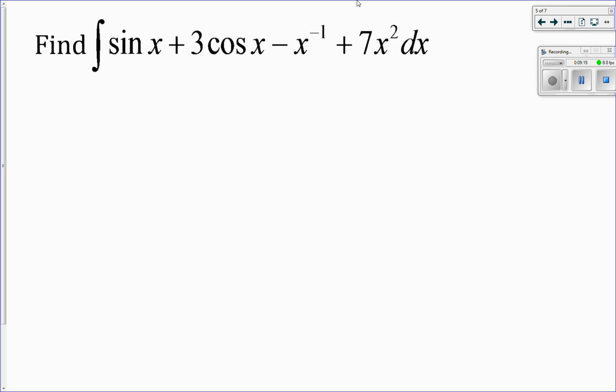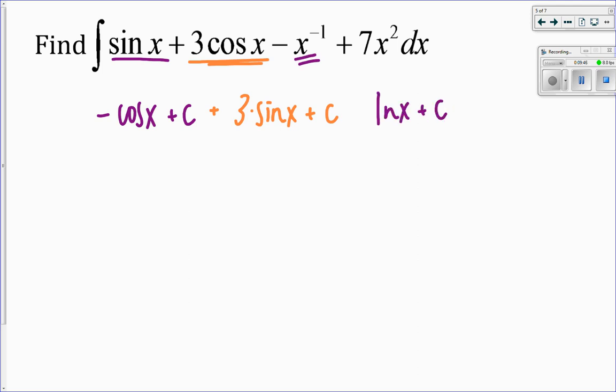So the antiderivative of sine is negative cosine of x plus c. That's this first one. The antiderivative of cosine of x would be sine of x plus c, but then I have that 3, so I can multiply that 3 out front. The antiderivative of x to the negative 1 is the natural log of x plus c. This would be minus because of this coefficient. And then, last but not least, we have plus 7 thirds x cubed plus c.